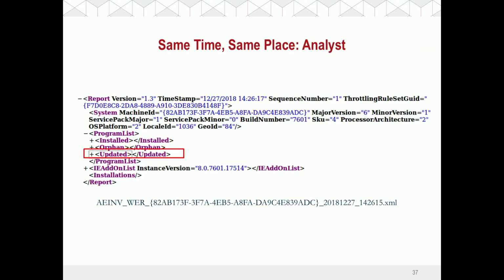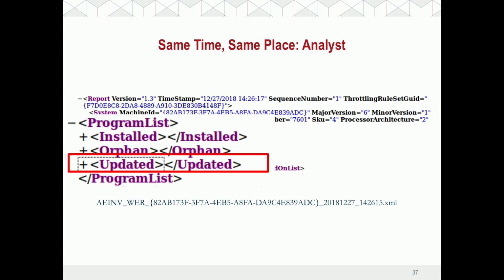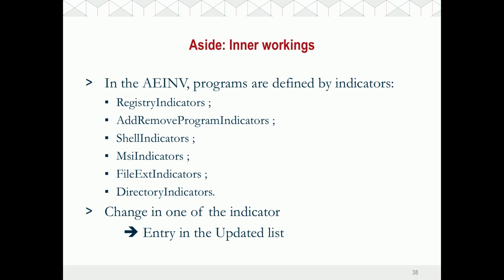So this is what it looks like. We have a new list called updated. Let's see how it works. So in the XML file, programs are defined by 6 different indicators. So they're run keys, uninstall keys, these kind of things. Then you have directory indicators. This is the one that's going to be interesting to us. This is the list of the program files directory, and then every subdirectory that contains exe files.